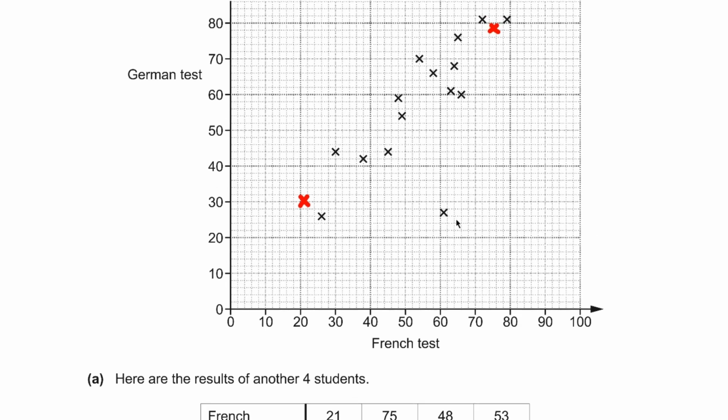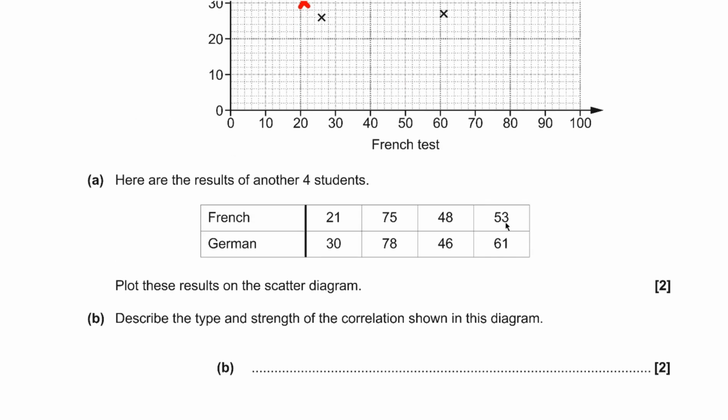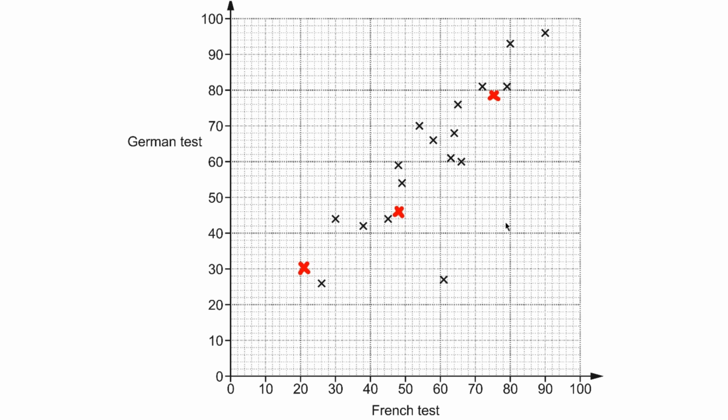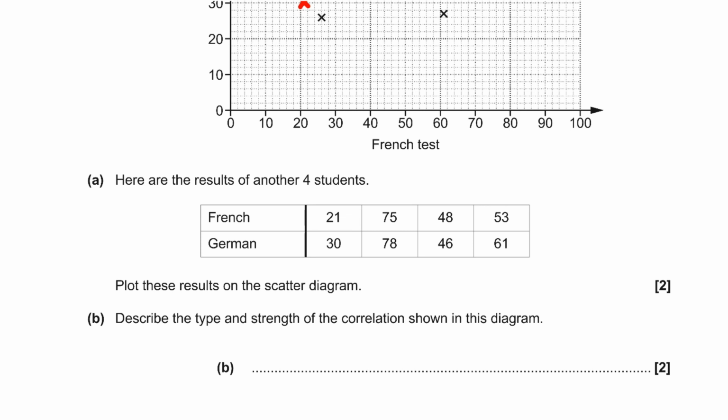Then we've got 48, 46. So 48, 46, that is here. And then we've got 53, 61. So we've got 53, 61. That is over here. So we've plotted the other results. Part B, we have to describe the type and strength of the correlation shown in this diagram.